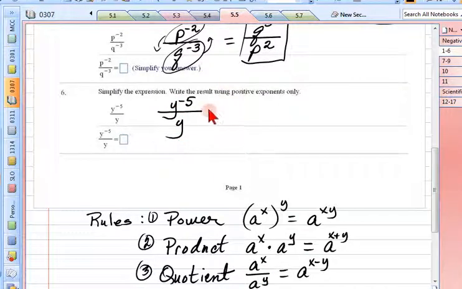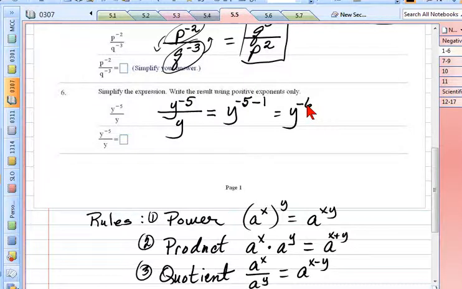Yes. So I'm going to use the quotient rule. The quotient rule says keep the base y, take the top exponent, write down a subtraction sign, and write down the exponent of the denominator, which is 1. What is negative 5 minus 1? Not negative 4, but how about negative 6? A negative plus another negative, I add them up and keep it negative. Okay? So, y to the negative 6.